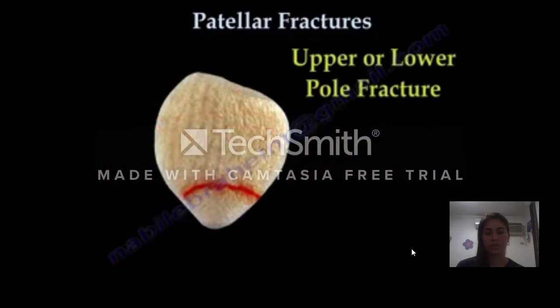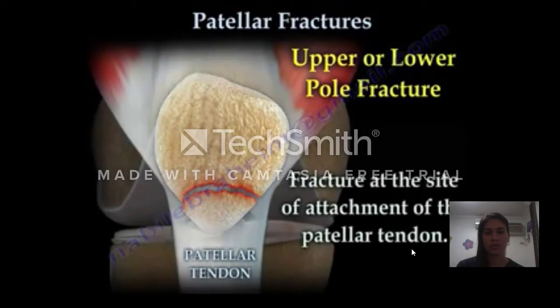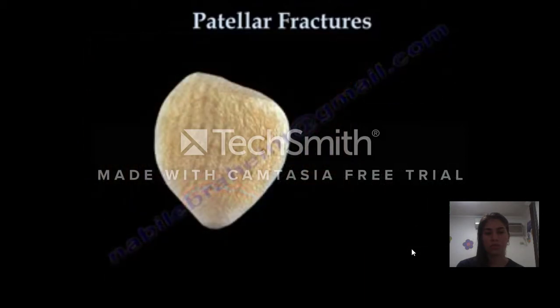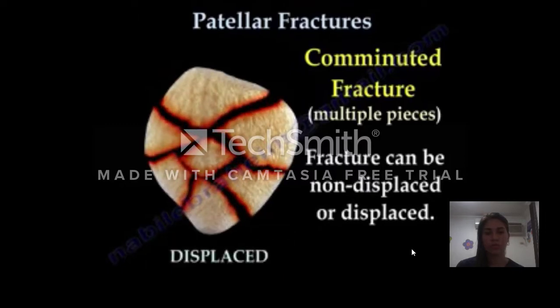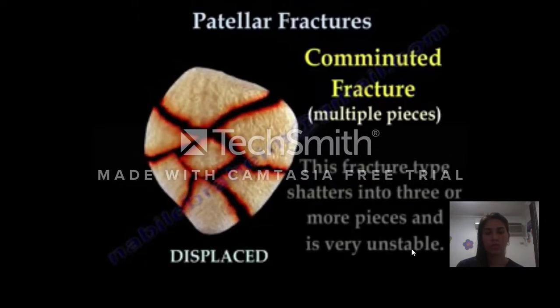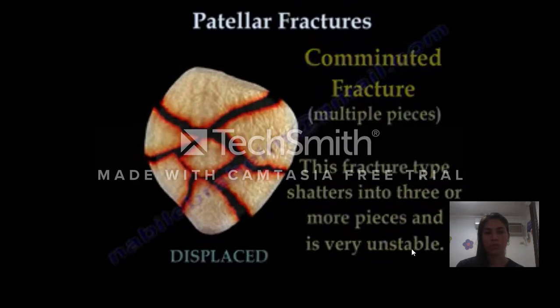Upper or lower pole fracture. The fracture is at the site of the attachment of the patellar tendon, as you can see here. Comminuted fracture means multiple pieces. The fracture can be non-displaced or displaced. This fracture type shatters into 3 or more pieces and is very unstable and hard to treat.